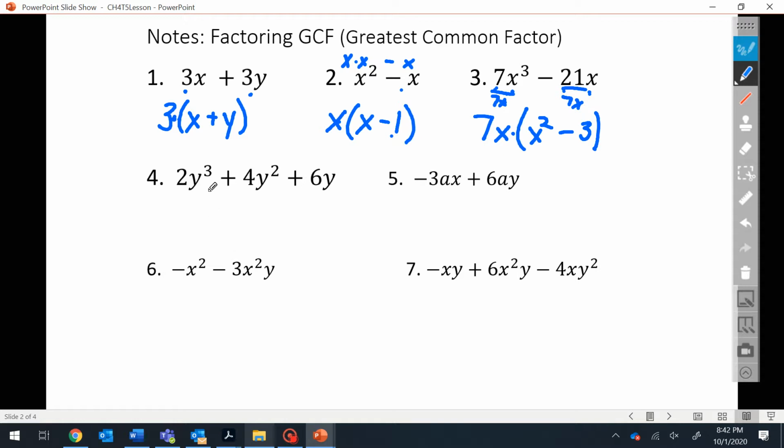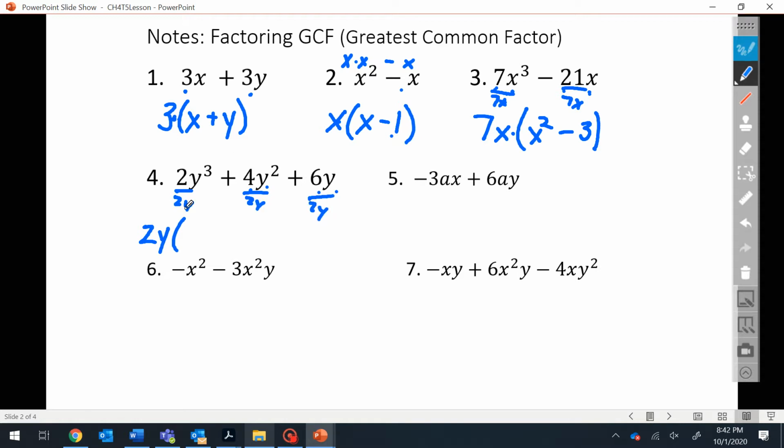We can do the same thing when we have multiple terms. 1, 2, 3 terms. We can factor out for all of them. So if we look at the coefficients, 2, 4, and 6, the largest factor of those is 2. If we look at the variables, y cubed, y squared, and y, the largest factor of those three is y. And then to figure out what we're left with, we just need to divide it out. So we're dividing each of these by 2y.